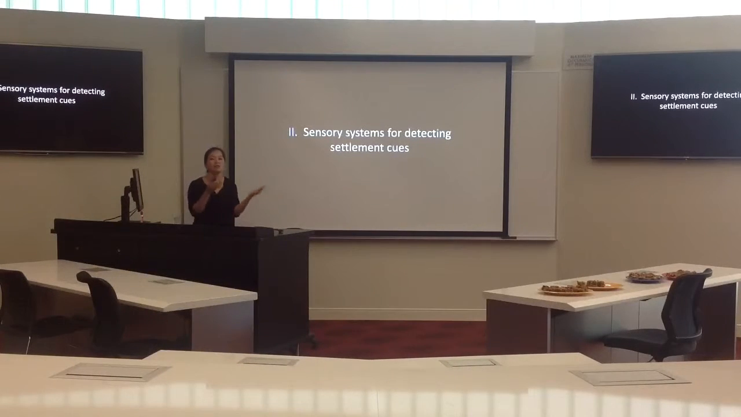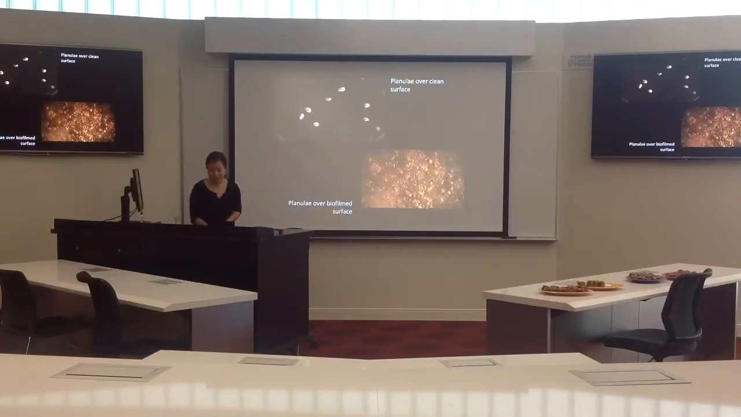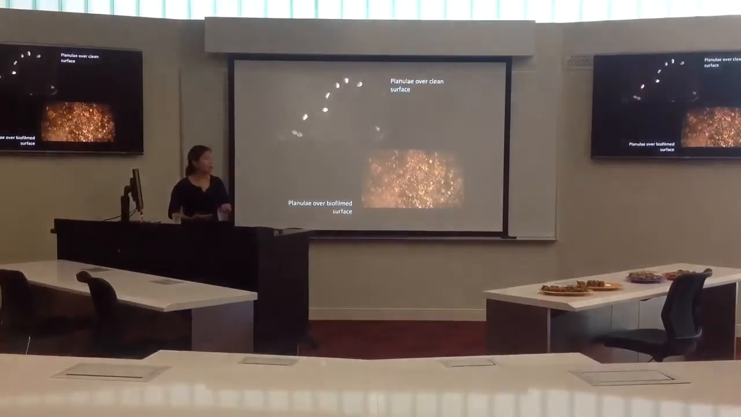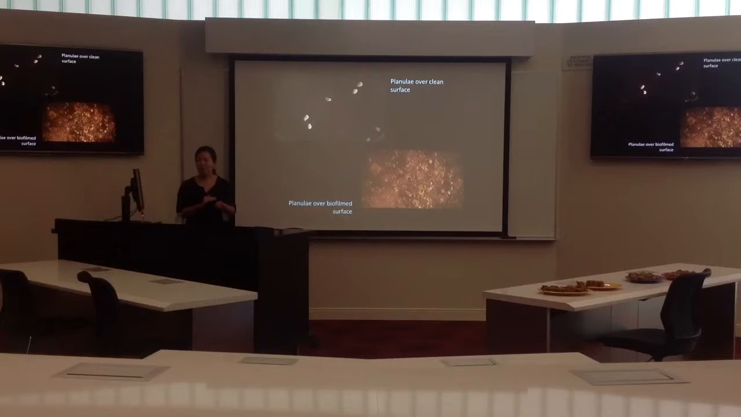So next I'd like to move on to the other side of the story. How does the larva sense the cues? And first I'd like to show you a video clip here of what the larvae look like when they swim over these different surfaces. So these are coral planulae swimming over a clean surface. This is in a dish with just filtered seawater. There's no substratum at the bottom. And as you can see, they glide over pretty fast, not really taking the time to explore the bottom.